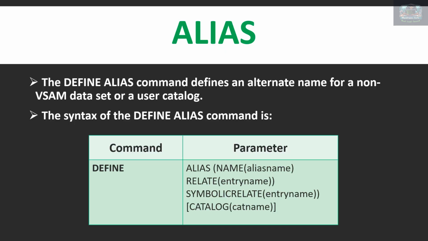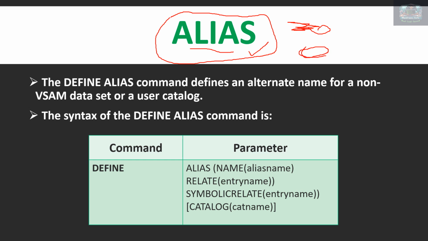Okay, alias is nothing but your ID. So the term mainframe uses is alias. When you log in, whatever HLQ you create for yourself, your colleagues, or all the teammates, that high level qualifier is called alias.